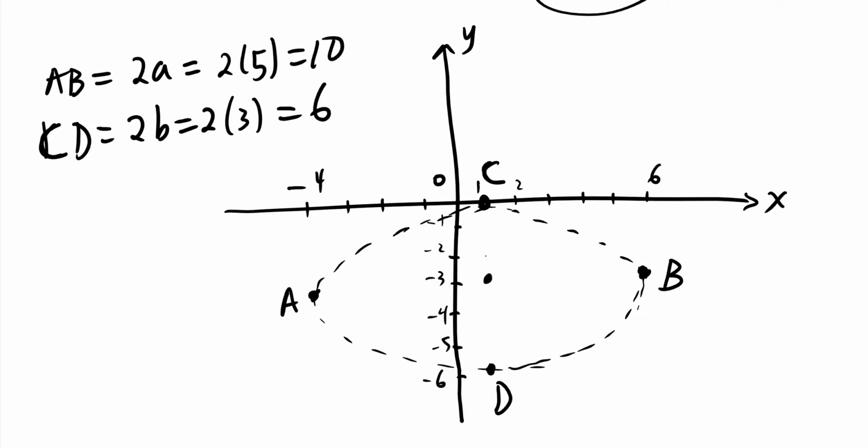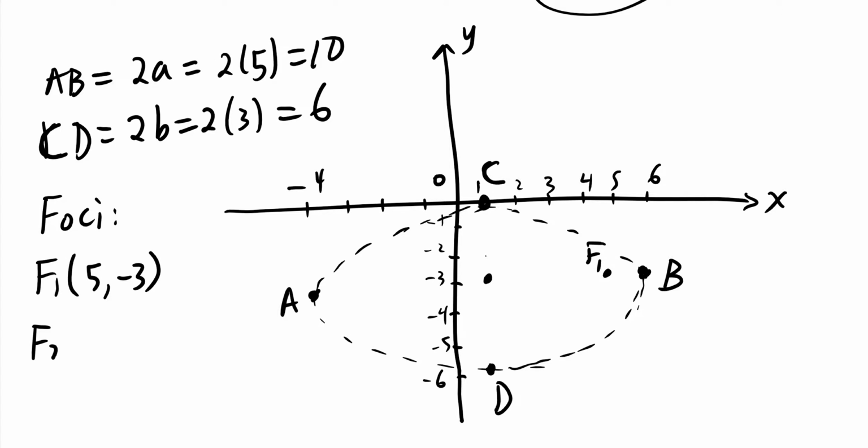From the center at 1, you go 4 steps, so the foci will be here. F1 is (5, negative 3). And we're going to find F2. You go the other way 4 steps, so it lands at negative 3. So F2 is (negative 3, negative 3). If you have graphing paper, it would help much better to use graphing paper.